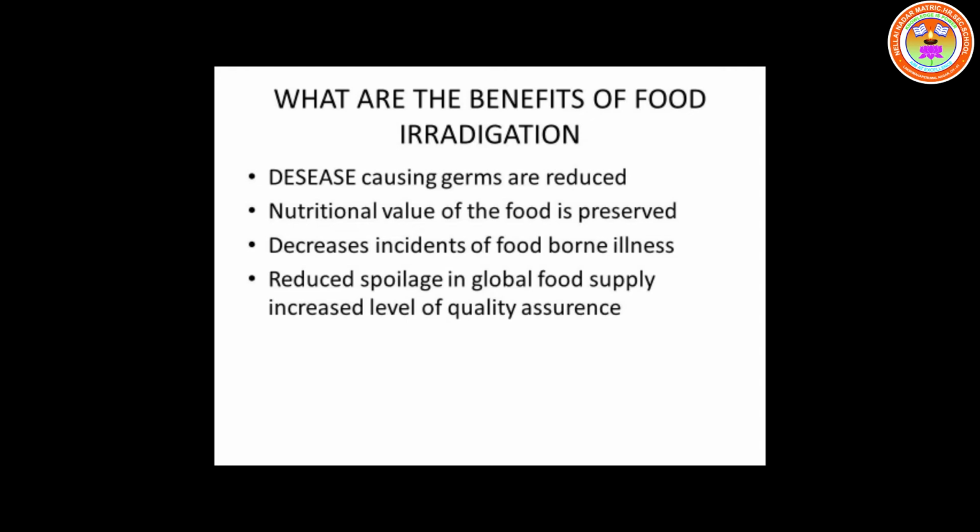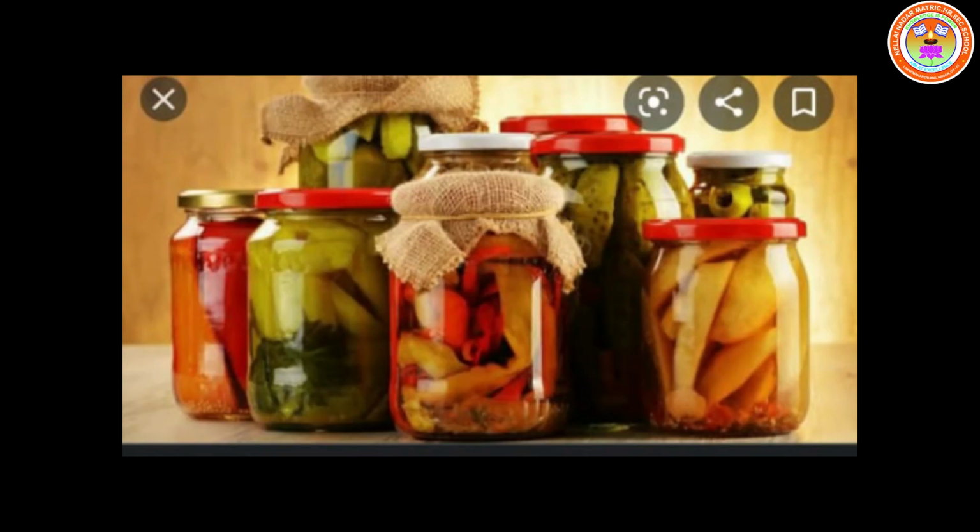decreased incidence of foodborne illness, reduced spoilage in the global food supply, increased level of quality assurance. Fermentation. Fermentation in food processing is the process of converting carbohydrate to alcohol or organic acid using microorganisms, yeast or bacteria, under anaerobic conditions. Fermentation usually implies that the action of microorganisms is desired. The science of fermentation is known as zymology.